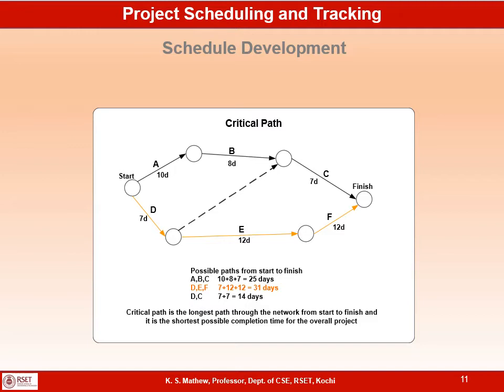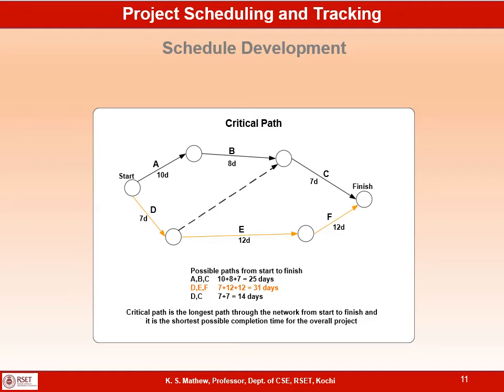And what is the minimum time required for completing this project? This project will be completed only when you complete all 6 activities, right? And DEF can be done only sequentially. So you cannot start E unless D is complete. You cannot start F unless E is complete. So DEF can be completed only sequentially. Similarly, ABC also can be completed only sequentially.